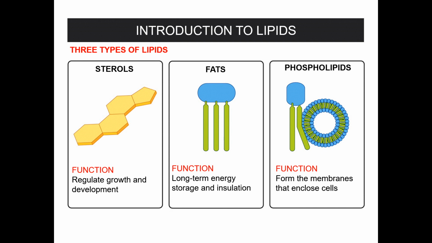So, three general categories of lipids: sterols, fats, and phospholipids. Sterols play a role in regulating our growth and development, as those two hormones examples I talked about, but also in helping to stabilize our cell membranes with cholesterol. Fats, mainly energy storage, insulation, buoyancy, cushioning, and phospholipids make up the main component of cell membranes.